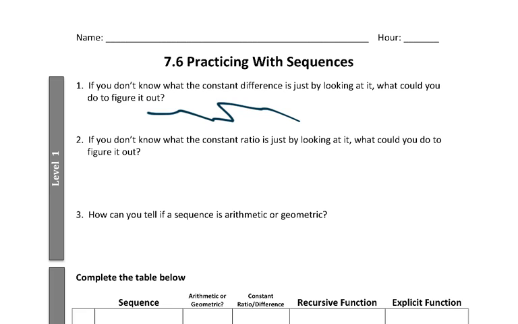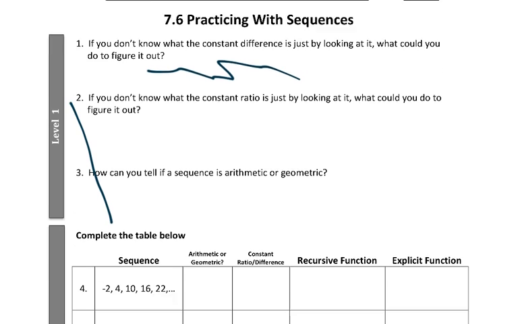And then number 3, how do you tell if a sequence is arithmetic or geometric? Well, if we are adding or subtracting a number every time, then it's arithmetic. If it's being multiplied or divided every time, then it's going to be geometric. So go ahead and put those in your own words. Oh, I did not do that on purpose.